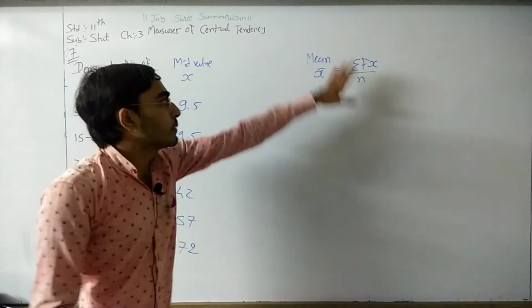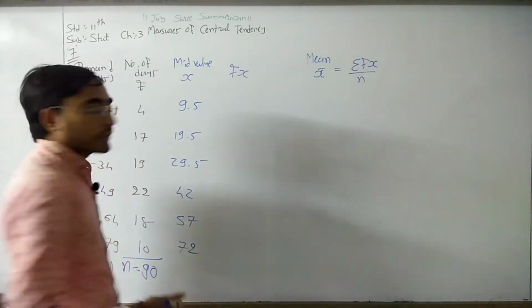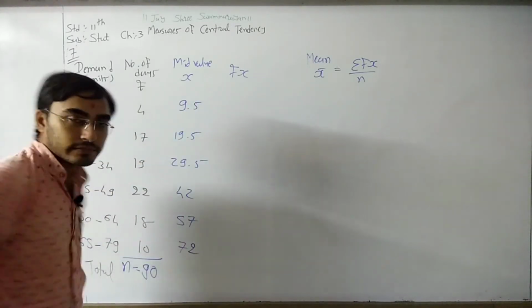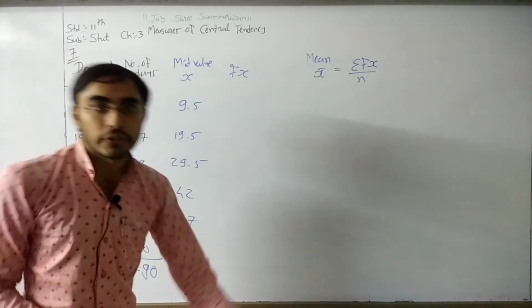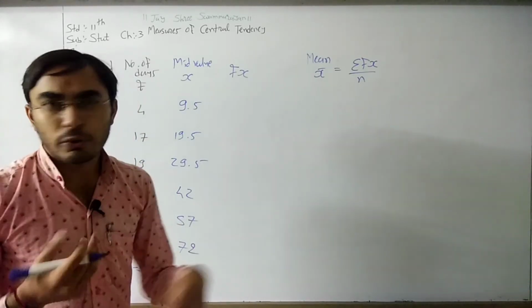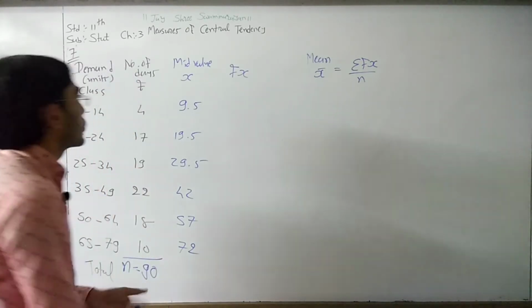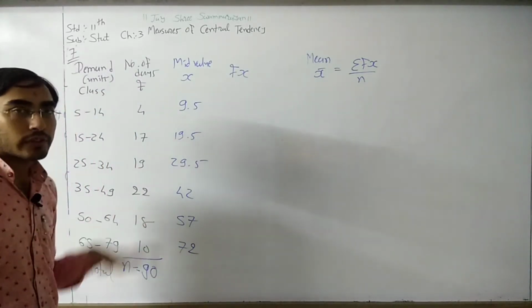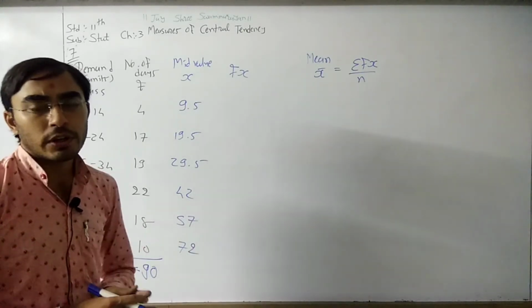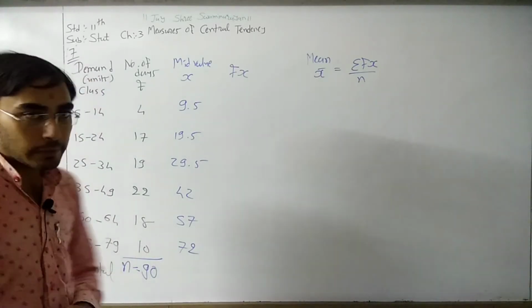So here we want the multiplication of f and x, so we want fx. We need to multiply f and x, and we will get the value of fx. Here we can use the deviation method too, but we have the calculator, so we can easily calculate it. So we just go for the direct method. If this question is asked in standard 10, then we can go for deviation, because we do not have calculators in standard 10. But here we have, so just use the direct method.